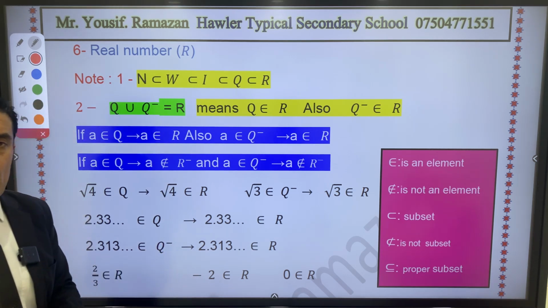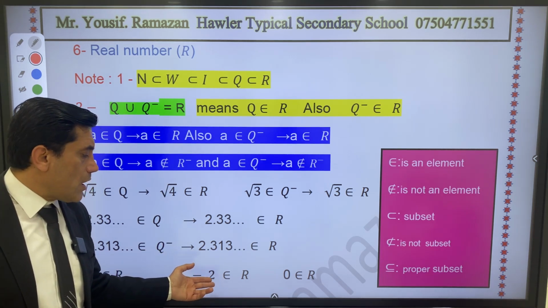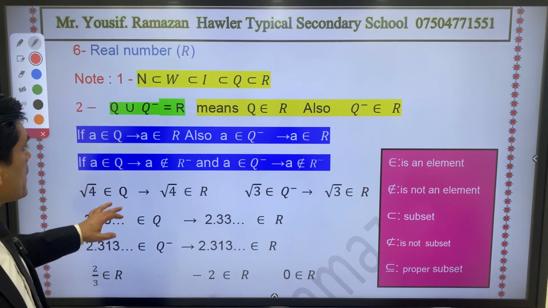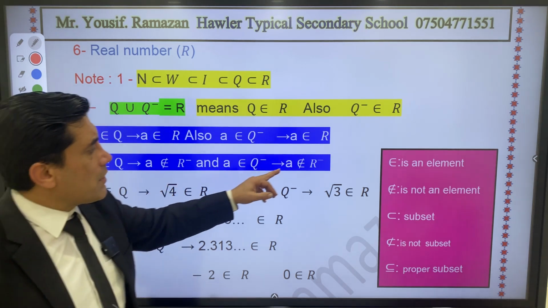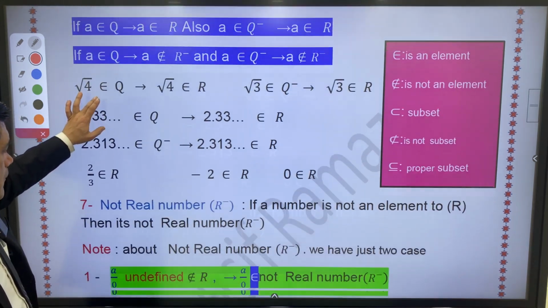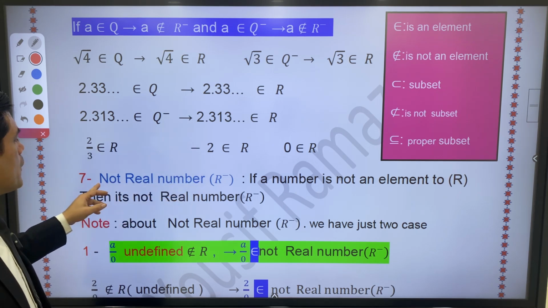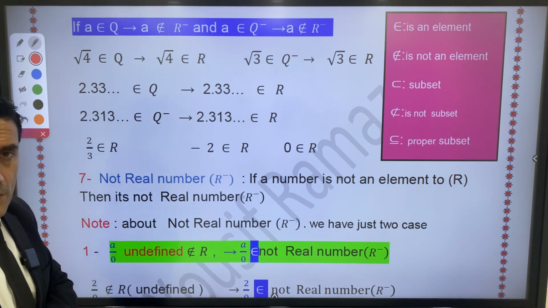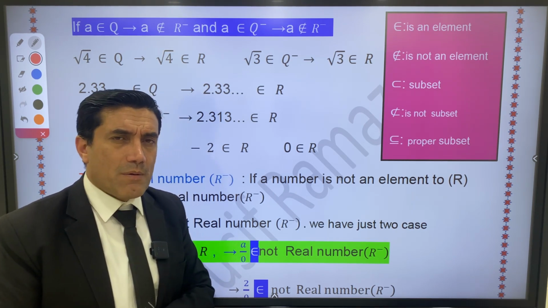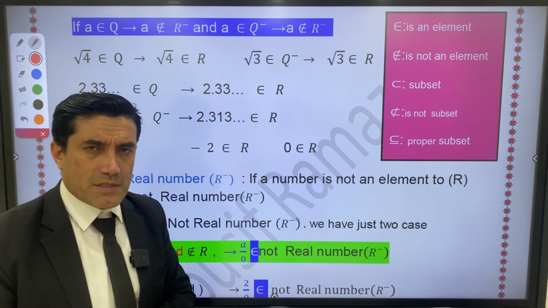-2 is an integer number, and it's rational, and also it is a real number. 0 is also a real number. What about, you said, teacher, you wrote R prime. What does R prime mean? R prime is a symbol of not real number. Not real. Teacher, we have not a real number. Yes, some numbers are not real.